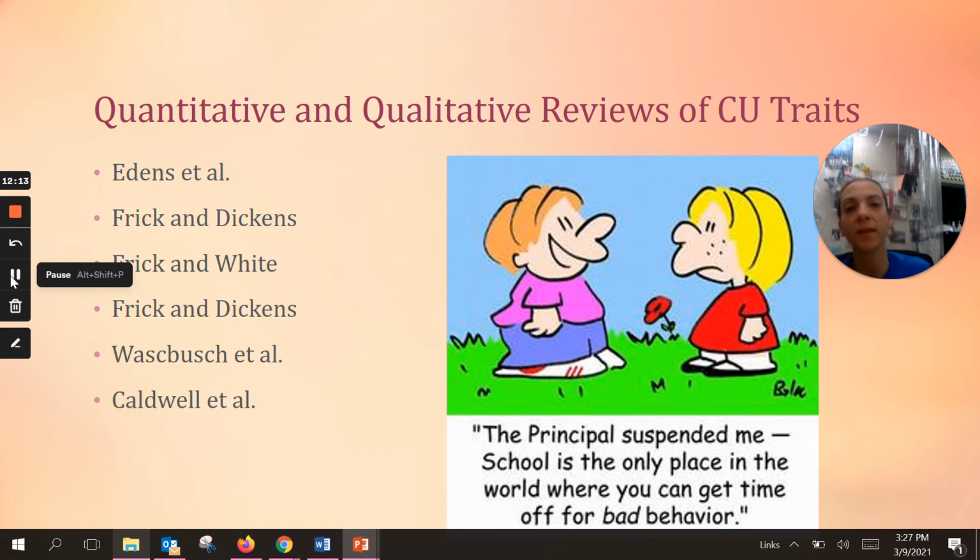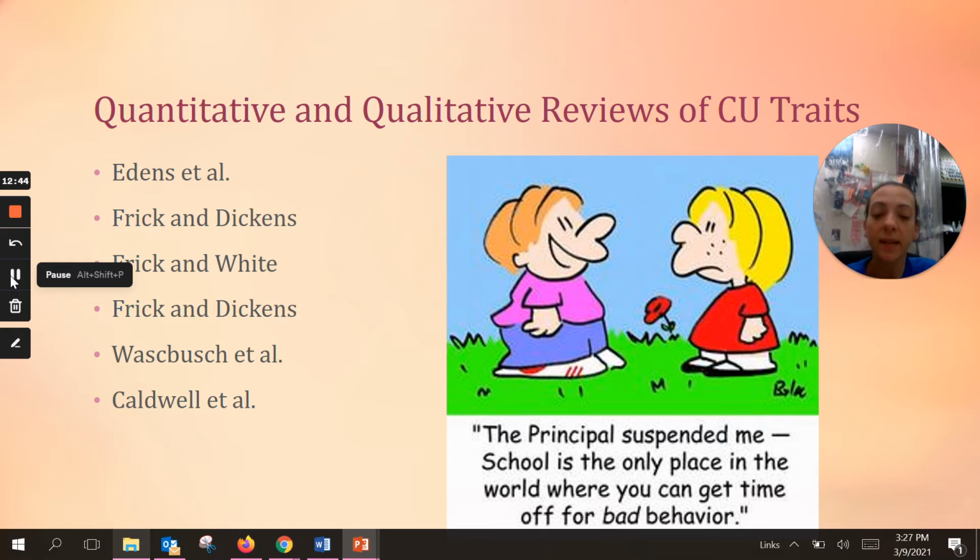So let's talk quantitative and qualitative reviews of CU traits. There's a bunch of different studies that we're going to talk about. The first is Edens et al. Edens did a qualitative meta-analysis of 21 studies, and they found that CU traits were associated with general recidivism at a rate of 0.24 and violent recidivism at a rate of 0.25. Remember, it goes from 0 to 1. And recidivism means likelihood of committing the same action or crime.